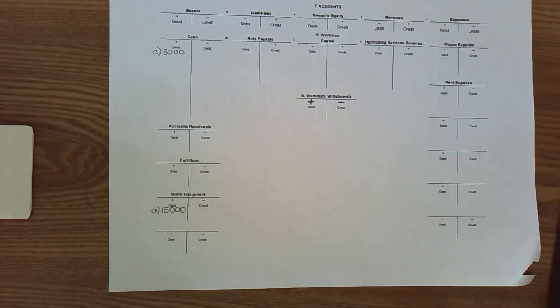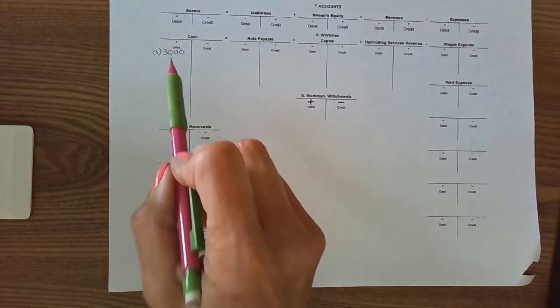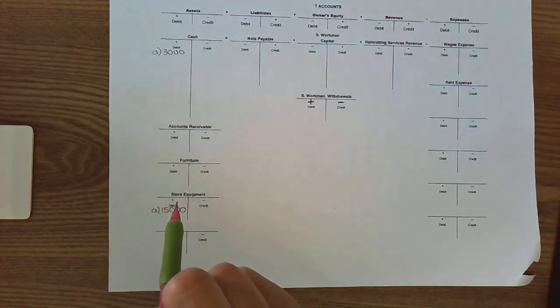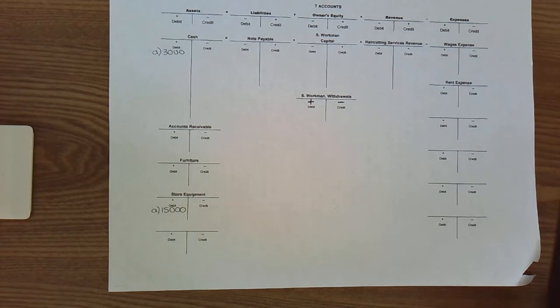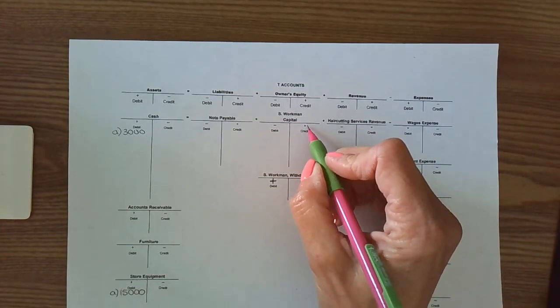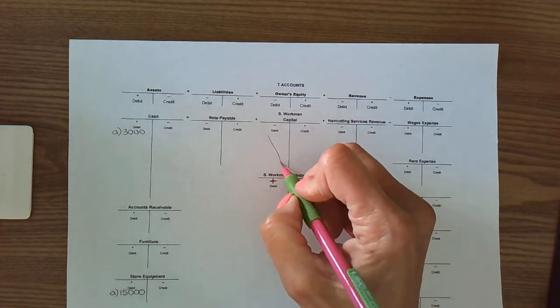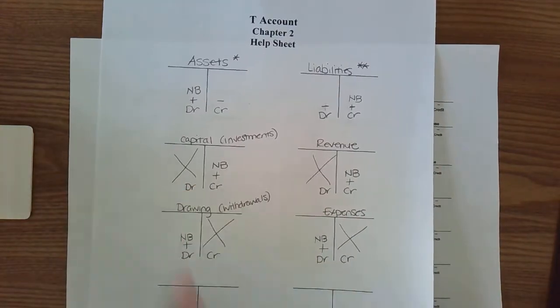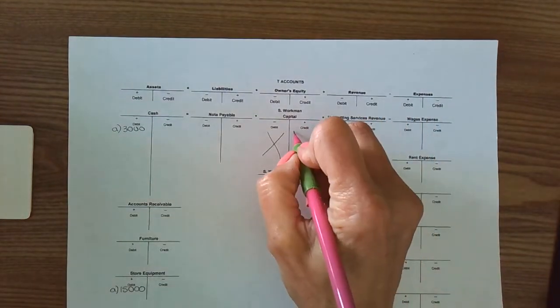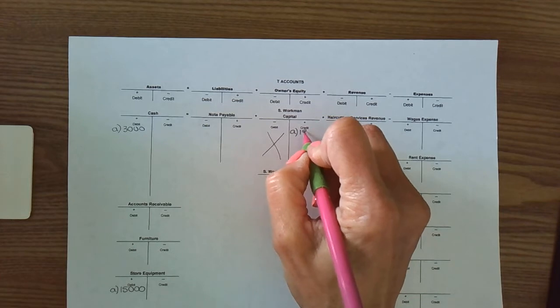Now the one thing with the T accounts is that your debits have to equal your credits. So if I have two debits here, 3,000 plus 15,000, that has to equal the credit, which is going to be our capital investment. That's going to go on the plus side. Remember, from our helper sheet, we can't put anything on the debit side of capital, so this has to be a credit. So we're going to put letter A and 18,000.